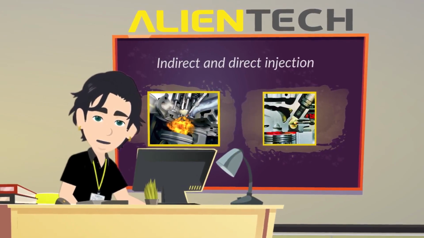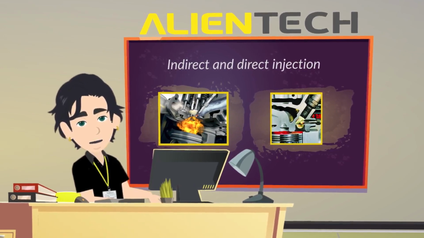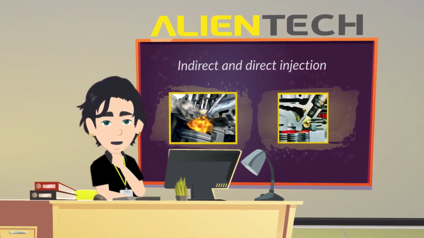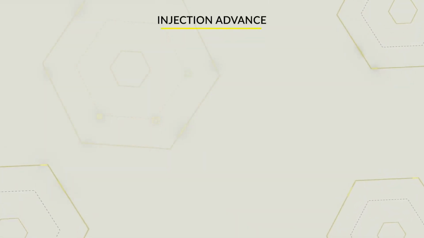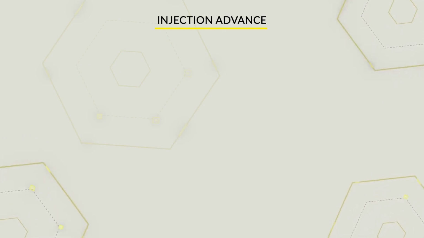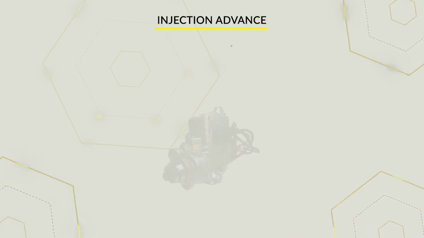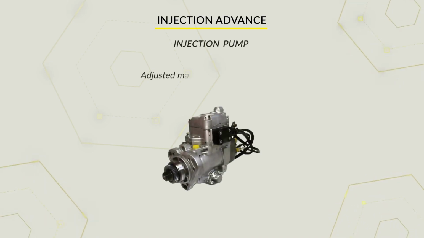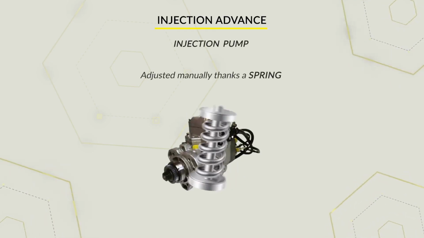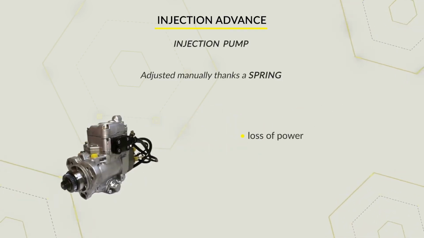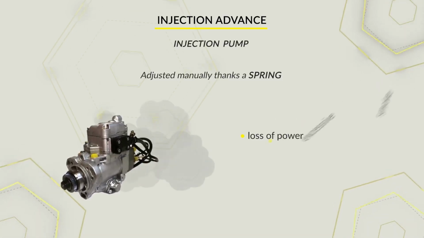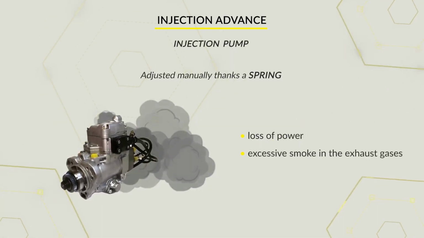Now that we have seen the differences between indirect and direct injection, let's analyze how the injection advance was calculated according to the system used. Based on the injection systems developed for diesel engines, the injection advance can take place in various ways. In the simplest system, called the injection pump, it is adjusted manually thanks to a spring. If the advance is not correct, there is a risk of loss of power because the engine revs increase and there may be excessive smoke in the exhaust gases.